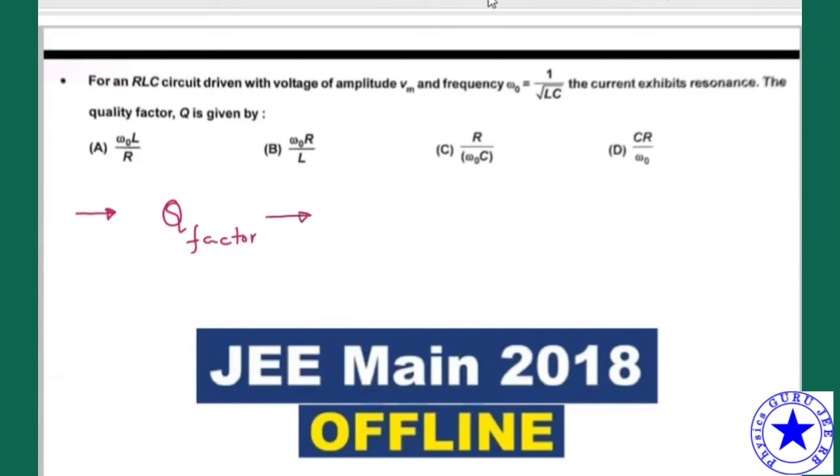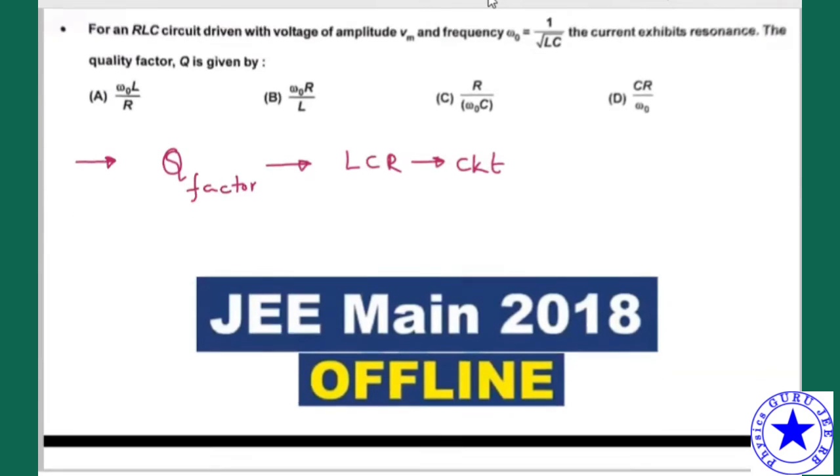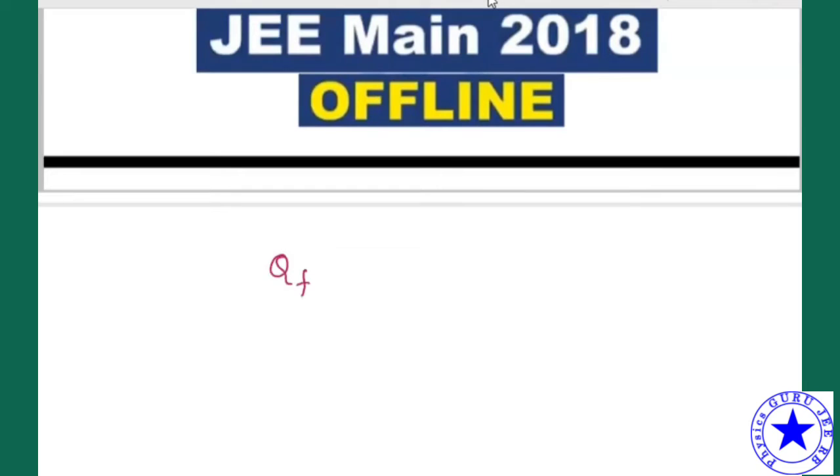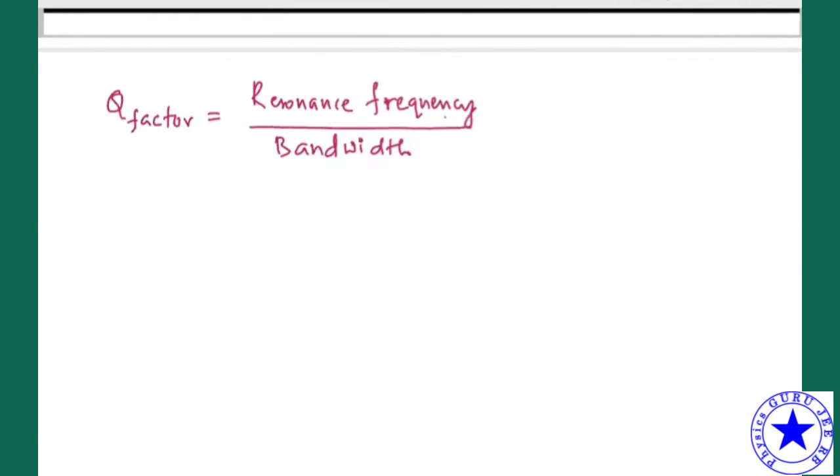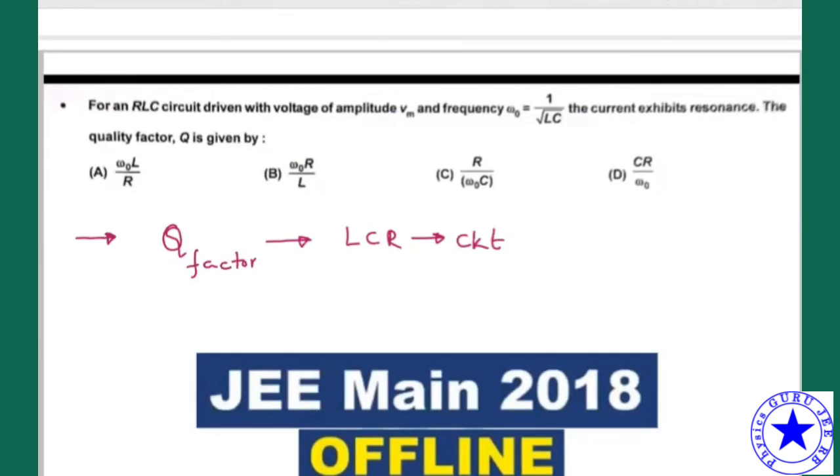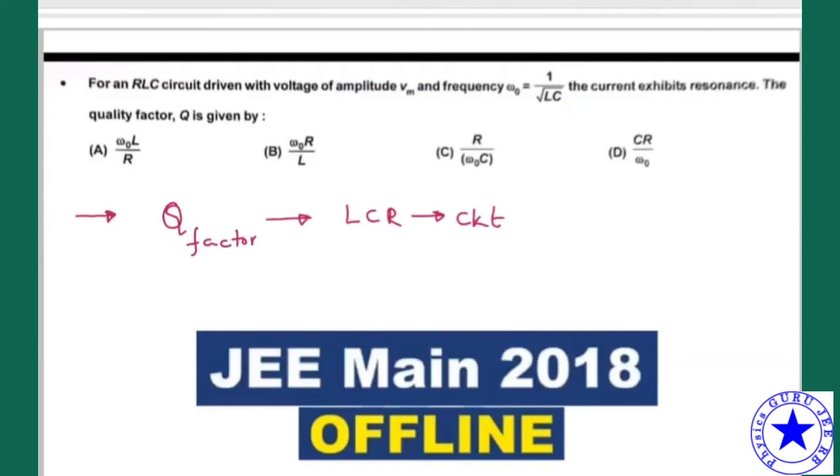I think in classroom coaching we discussed the Q factor. Now the Q factor equals omega naught into L divided by delta omega. Is it clear? Now we'd like to calculate the Q factor here for an RLC circuit driven with a voltage of amplitude Vm and the given frequency. The current exhibits resonance. The quality factor Q is given by.